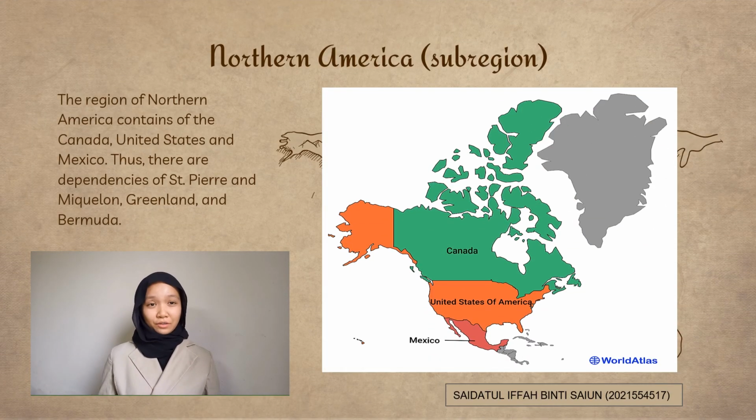Hi, my name is Iffah. So, as we know, the continent of North America contains 23 countries and 18 dependencies. Thus, it is distributed in the 3 sub-regions of the continent known as North America, Central America, and the Caribbean. Firstly, Northern America consists of the United States, Canada, and Mexico. Then, the dependencies of Saint Pierre and Miquelon, Greenland, and Bermuda.